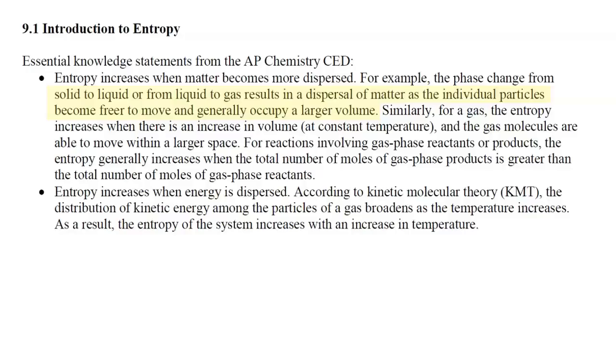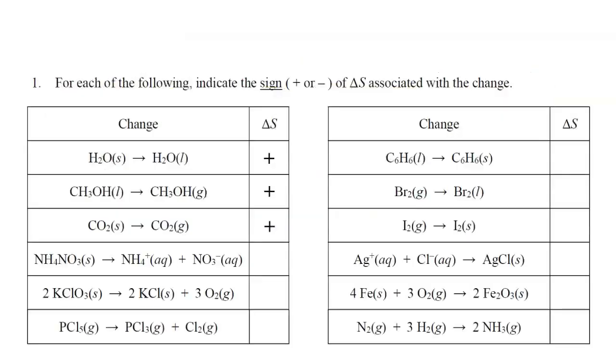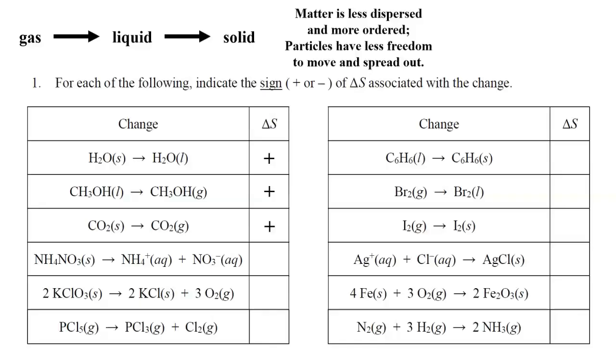So as I show you on this next slide, this was from my video for topic 9.1. And let's take a look at what happens if we go from a gas to a liquid, or from a liquid to a solid, or from a gas to a solid. What happens is that the matter actually becomes less dispersed and more ordered, and the particles actually have less freedom to move and spread out. So if that's what's going on, gas to liquid to solid, then the entropy decreases and the sign of delta S would be negative. So for example, liquid to solid, gas to liquid, gas to solid results in a decrease in entropy, or a negative delta S.